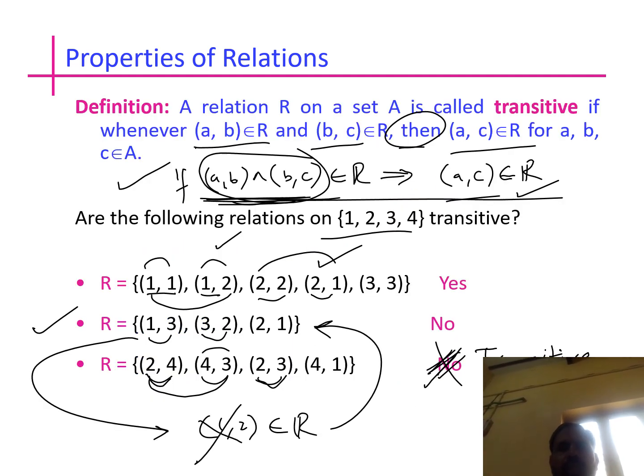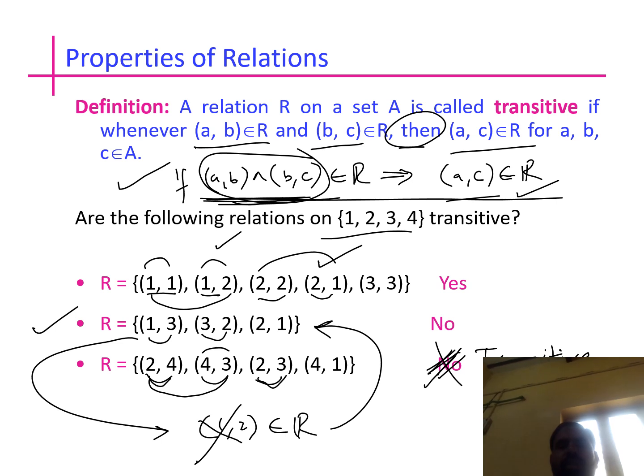Now we discuss another definition, transitive. A relation R on a set A is called transitive if whenever (a, b) belongs to R and (b, c) belongs to R, then (a, c) belongs to R, for a, b, and c, all three members belonging to A. So you can say that if (a, b) and (b, c) belong to R, it means (a, c) belongs to R. This is from logic.